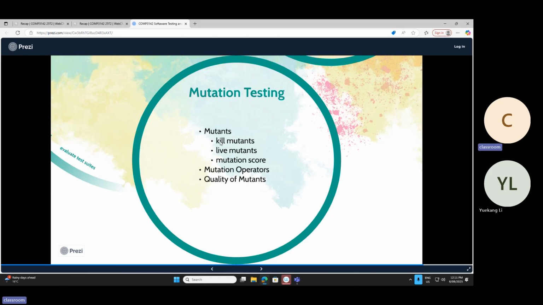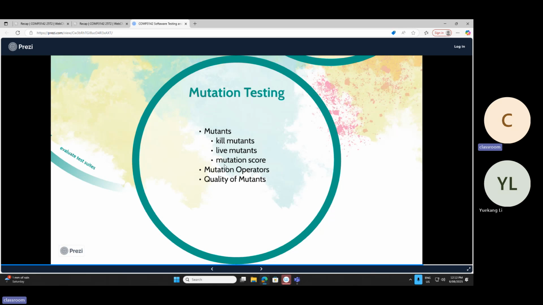If a mutant fails in at least one of the test cases, then it is considered killed. And if a mutant passes all the test cases we have, then this mutant is considered a live mutant. The mutation score is the number of killed mutants divided by the number of total mutants. So the more mutants we can kill with our test cases, the better the quality of the test cases, right? So this is mutants.